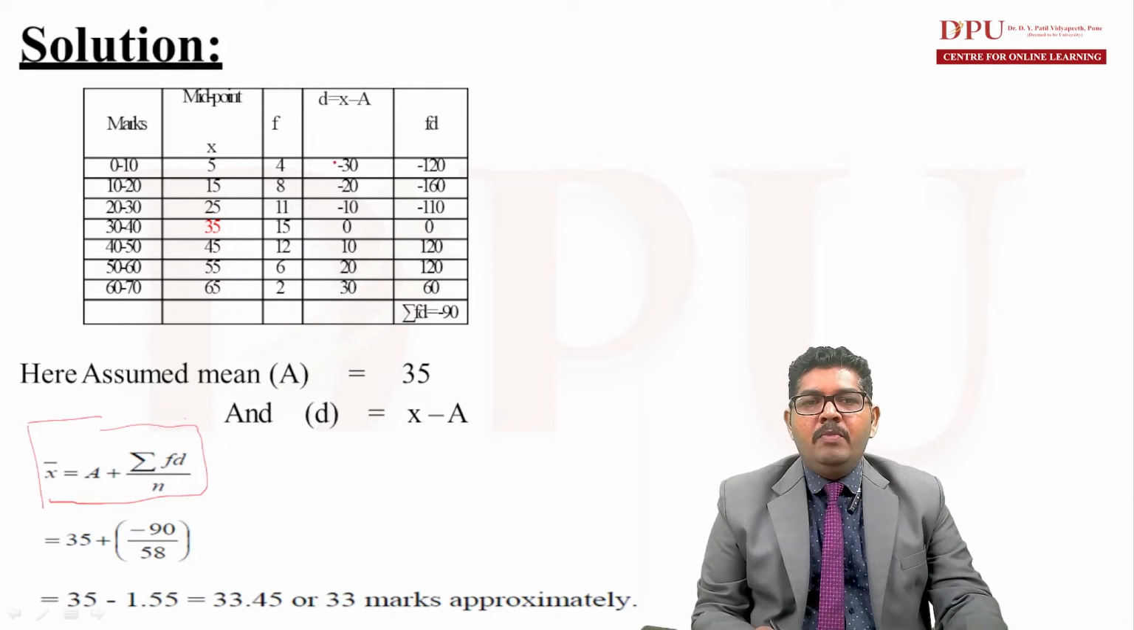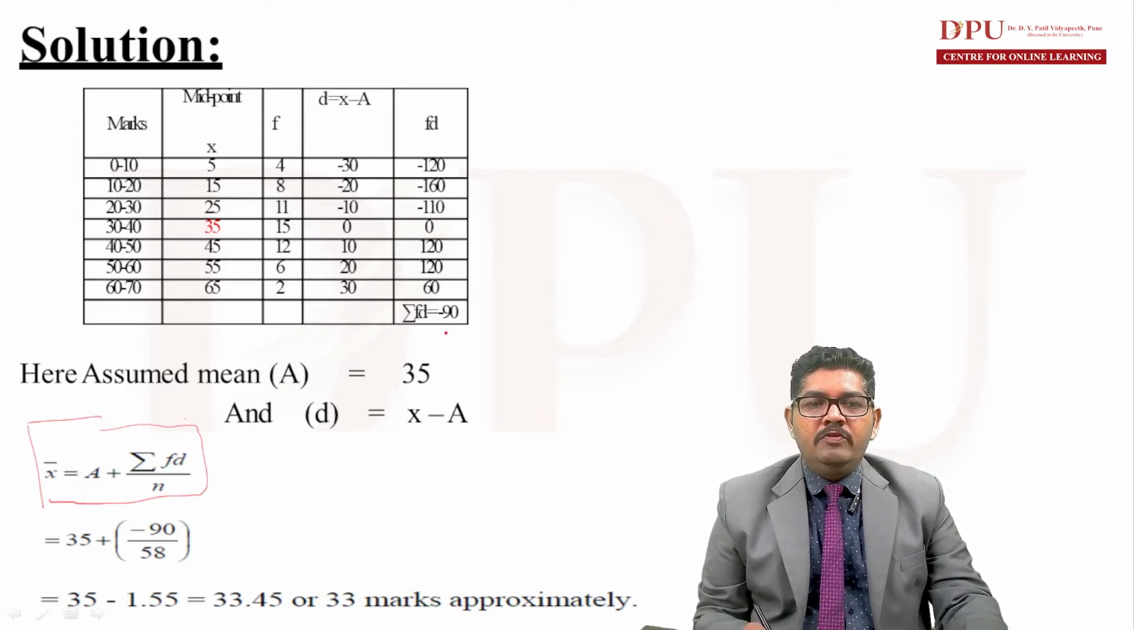So 4 multiplied by minus 30 will be equal to minus 120. 8 multiplied by minus 20 is minus 160, and so on. So this is how we get all the fd values. Addition of all the fd values is equal to minus 90.